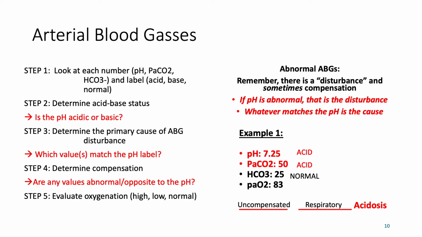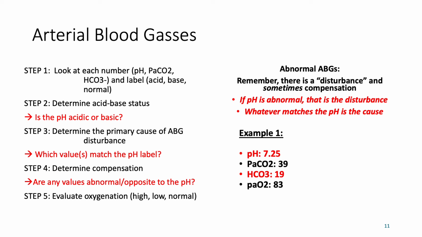And then last, we always want to evaluate oxygenation. Remember, I already have the correct answer to my problem, but I need to know, is my patient oxygenating okay? That's very important. So you can see here that the PaO2 is between 80 and 100, so this would be labeled normal. So let's look at another example.